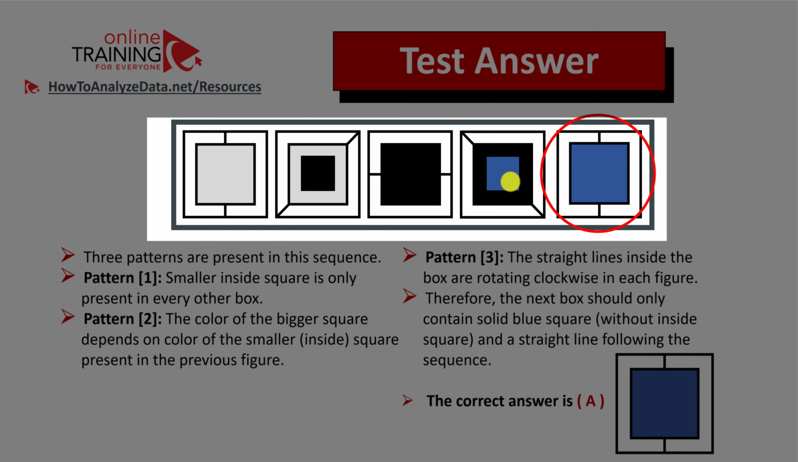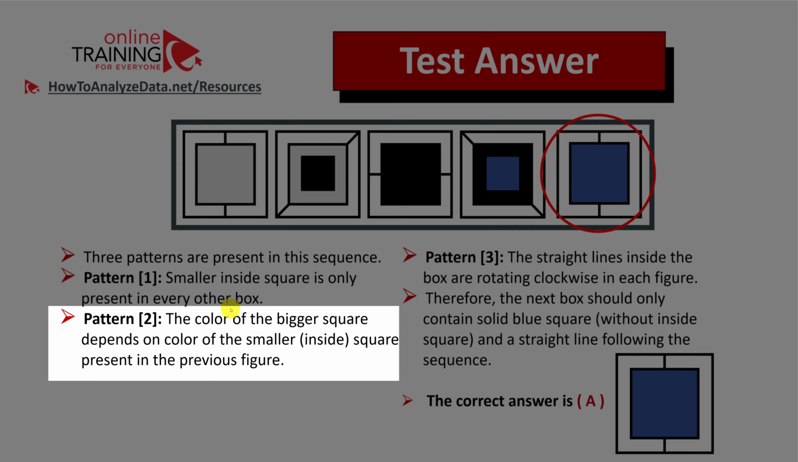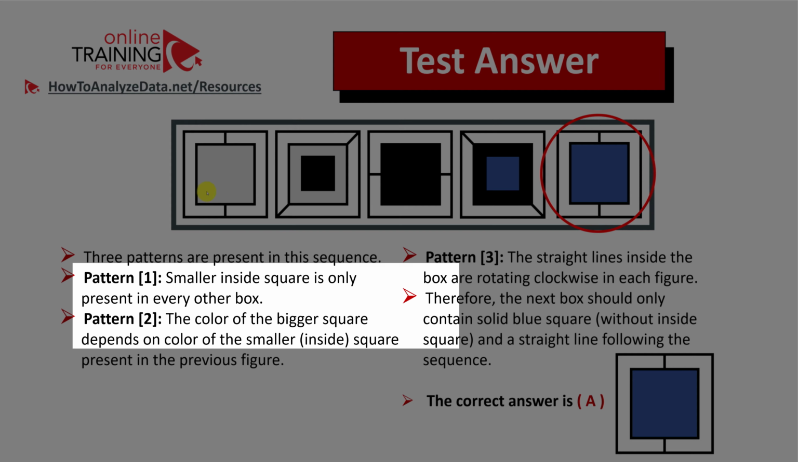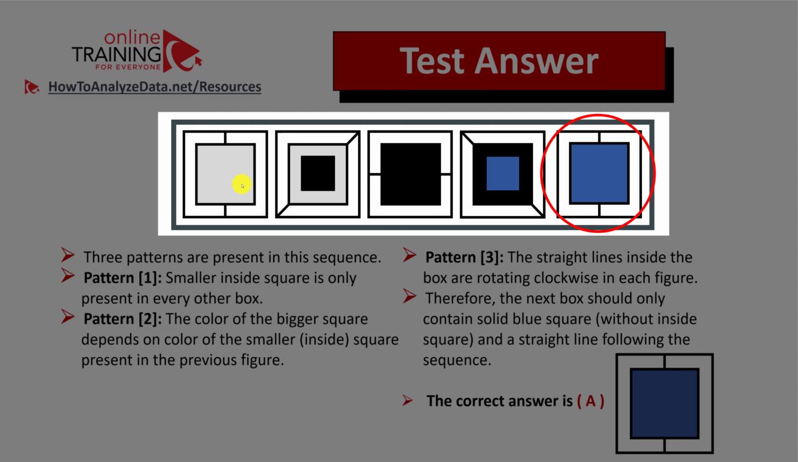There is a second pattern here as well. The color of the bigger square depends on the color of the smaller inside square present in the previous figure. So even though there is no small square in figure number 1, you can take an imaginary square, and this is what will drive the color of square number 2. Then there is a small square in figure number 2, and you take the black color of this square, and this is what will drive the color of square 3, and so on and so forth.